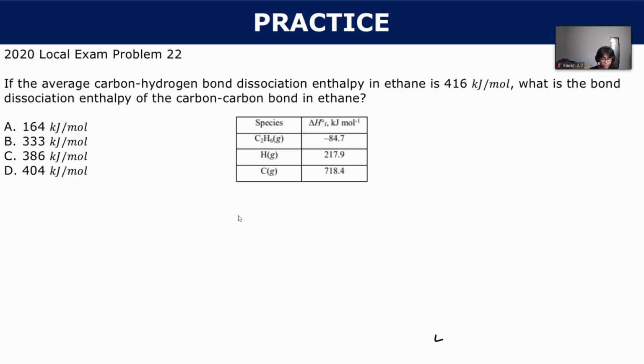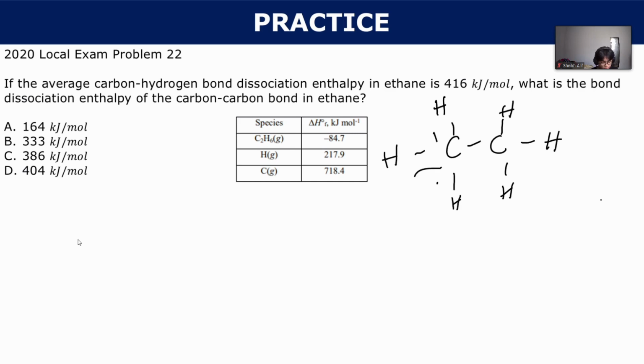Let's move on to question 22, which says, if the average carbon-hydrogen bond dissociation enthalpy in ethane is 416 kilojoules per mole, what is the bond dissociation enthalpy of the carbon-carbon bond in ethane? Ethane is going to look like this. So C-C, and then 6 hydrogens over here and over here. What you can see from this is that there are 1, 2, 3, 4, 5, 6 CH bonds, and there's going to be 1 carbon-carbon bond.